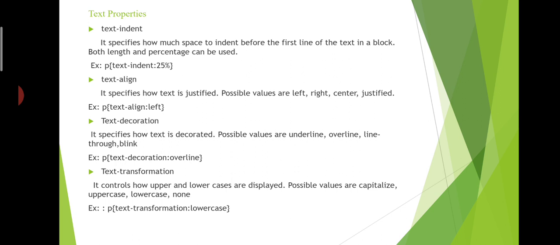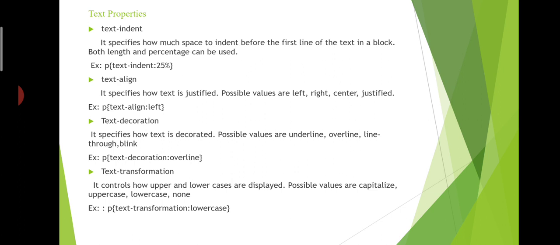Next, coming to text-decoration. It specifies how text is decorated. Here the values for this text-decoration property are underline, overline, line-through and blink. Underline means the text will be underlined. Overline means a line will be generated above the text. Line-through means a line through the text, and blink means the text will be displayed blinking.